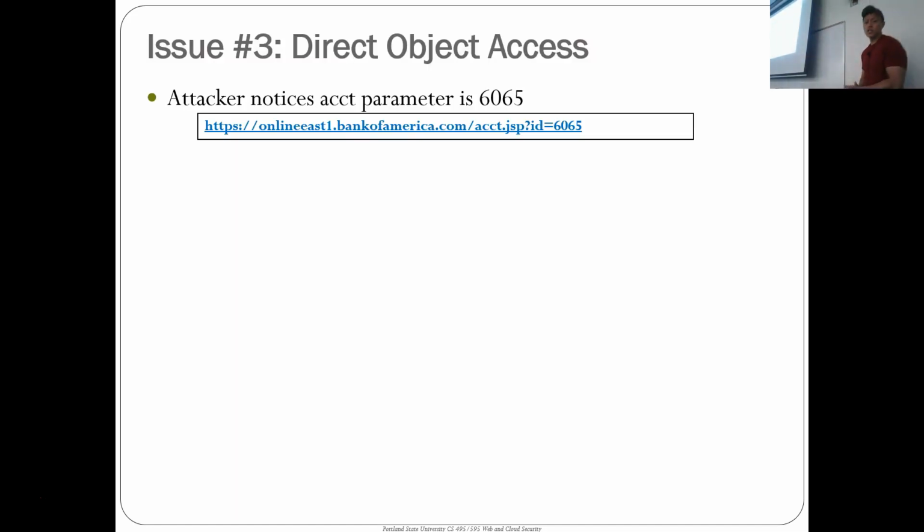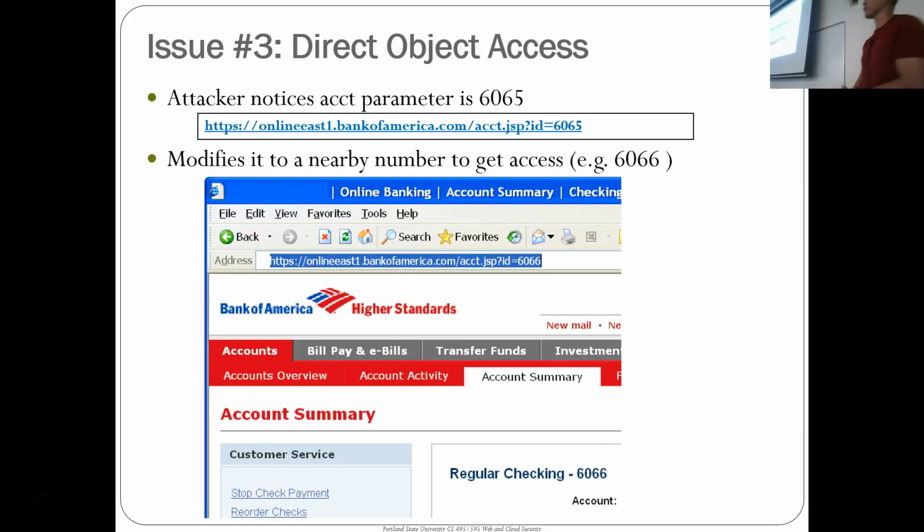Okay, another issue is direct object access. So if the attacker notices an account parameter is 6065, they can then try 6066 to see if maybe he or she can get access to another account that's adjacent to 6065. So here's an example, and it's funny, this was blanked out in the thing that I saw, but this is an example of Bank of America giving you an ID number, and then if you increment 6065 to 6066, you were able to get the next account. So this is an old style vulnerability, but hopefully if you're writing a new app, you're not doing this either.